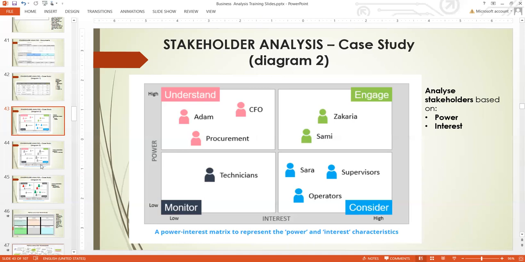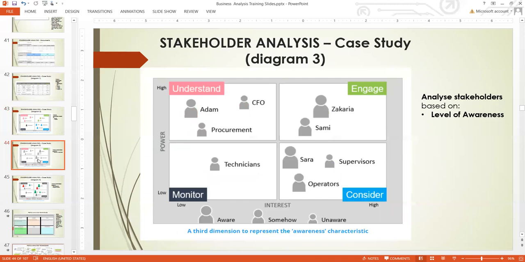So then in this particular diagram, this is there to understand their level of awareness. You see, these people in big are aware, somehow aware, and unaware. Let's say this one in big means that they are aware. Medium means somehow aware, and small is unaware. So look at these people, they are aware. Like these people that are unaware, you see people in small, they are unaware.